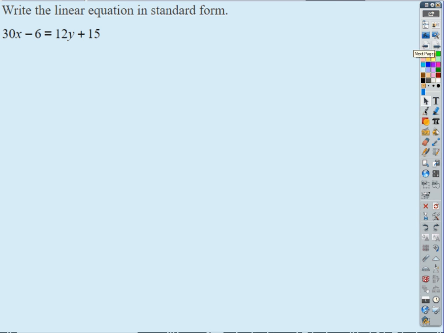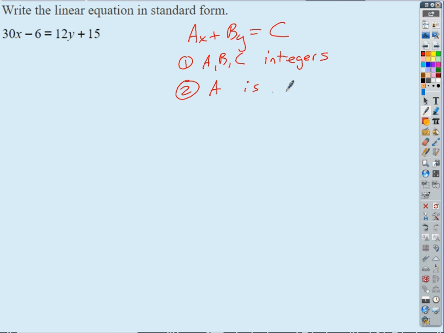So what is standard form? Ax plus By equals C, good, okay? And what can you tell me about A, B, and C? What's the first thing you know? What kind of numbers are they? Integers, right? Can't be fractions, can't be decimals. They have to be integers. What can you tell me about A? Positive.